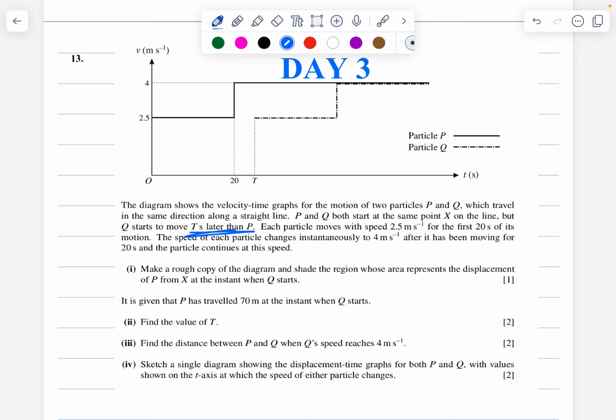Each particle moves with a speed of 2.5 meters per second for the first 20 seconds. The speed of each particle changes instantaneously to 4 meters per second after it has been moving for 20 seconds, and they continue at this speed. Make a rough copy of the diagram and shade the region whose area represents the displacement of P from X at the instant Q starts.